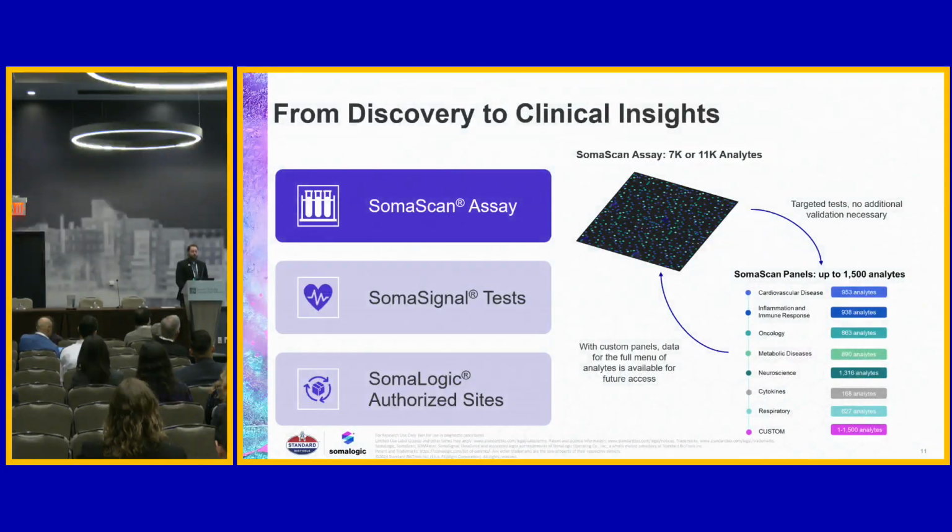Within the services that we offer, we break these out into 3 categories. The first is the SomaScan assay, which we run at our headquarters in Boulder. So scientists, researchers, anybody who wants to work with us, they can send us samples and we run these samples in-house for them.